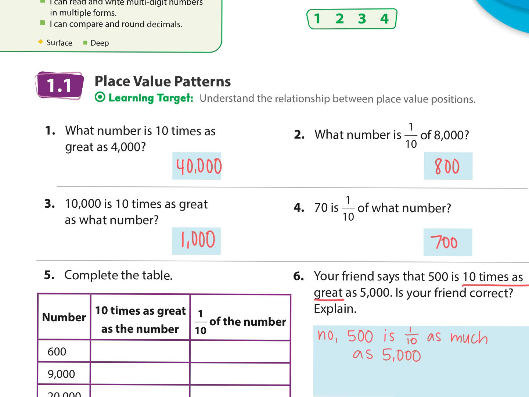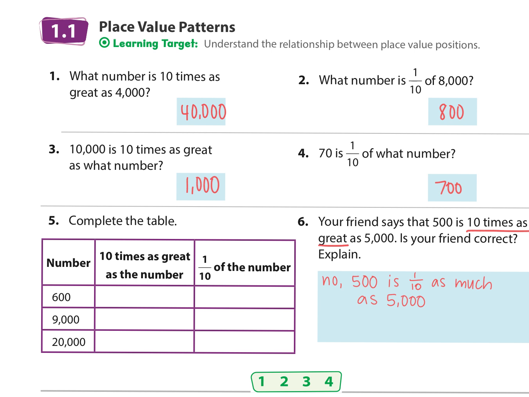Okay, our chart below is wanting us to write each of these numbers in 2 different ways. So 600 is my number first. 10 times as great as 600 makes 6,000. 1/10 of 600 is 60. 10 times as great as 9,000 is 90,000. 1/10 of 9,000 is 900. And 10 times as great as 20,000 is 200,000. 1/10 of that number is 2,000.